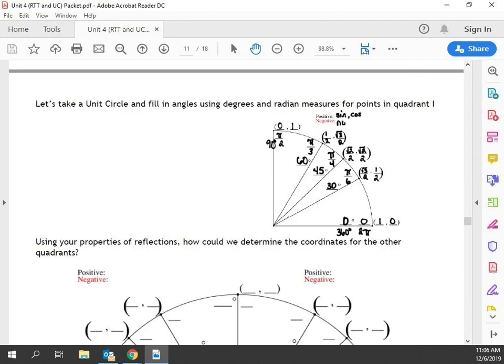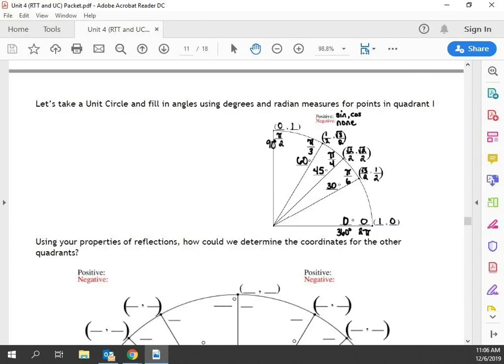Negative? None. There are no trig functions that are negative in the first quadrant. All right. So we have this information here. We finished the first quadrant.